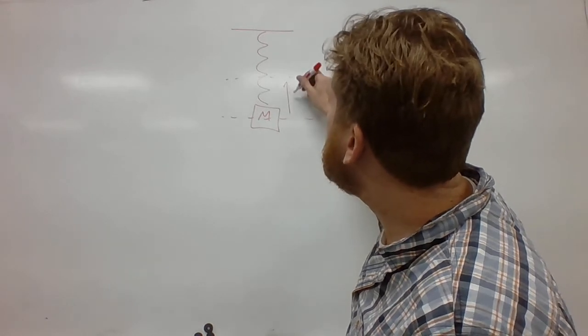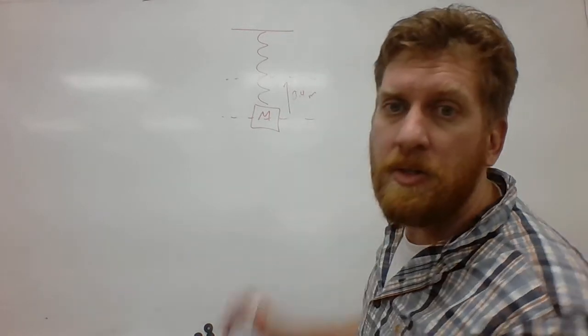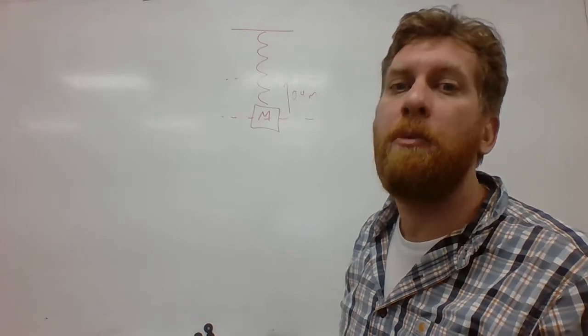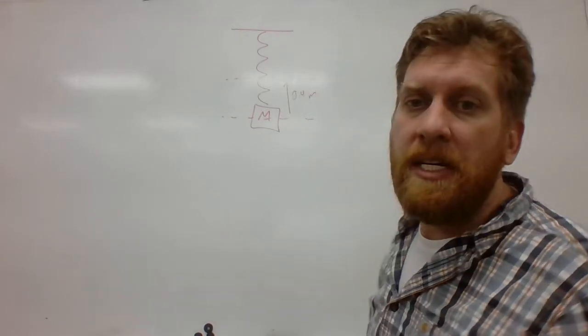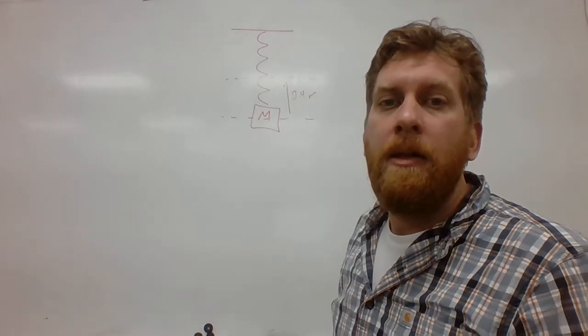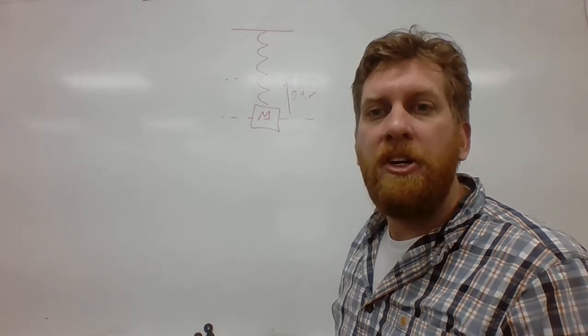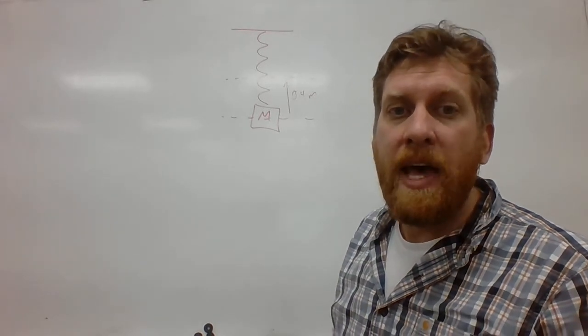We push the mass 0.4 meters above the equilibrium position and we let go. We call that time t equals 0. The question states you measure the period of oscillation to be 2 seconds.